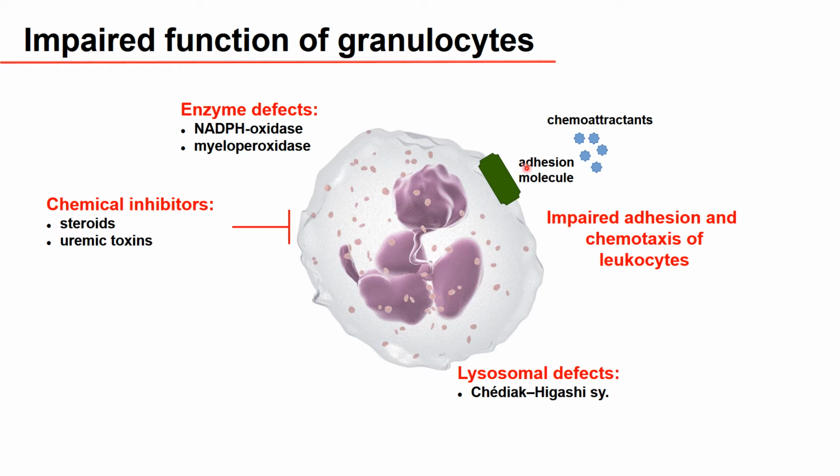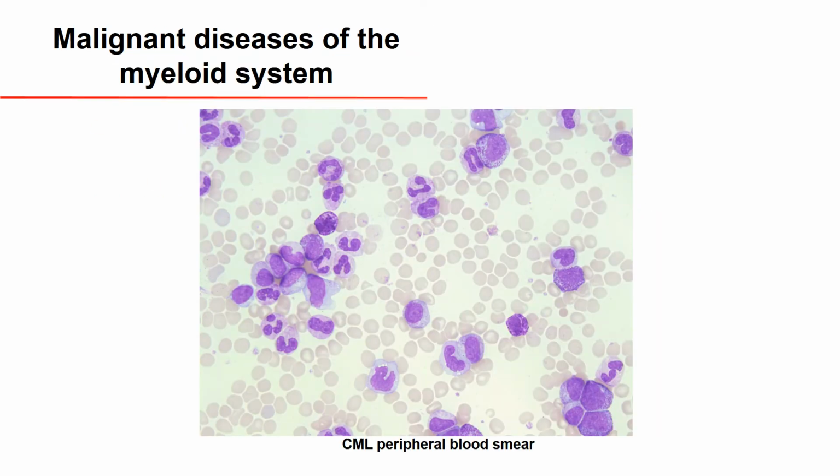Or another one, we can have a problem with the adhesion or chemotaxis of the leukocytes as well. That's another problem. Or we do have a combined defect. That's a very famous one, the Chediak-Higashi syndrome, which is not so common. We do have a problem with the phagolysosome development, so the lysosomes and the phagosomes cannot be fused. Some kind of hereditary problem can develop. So this all will affect the granulocyte function.